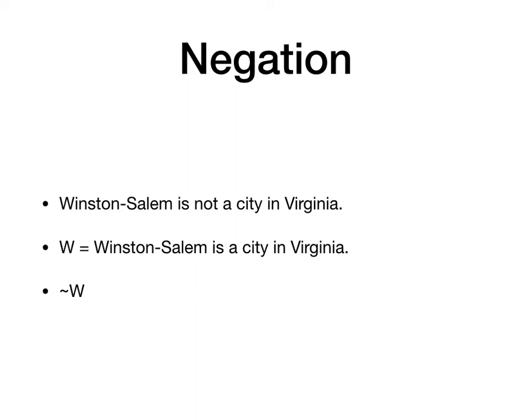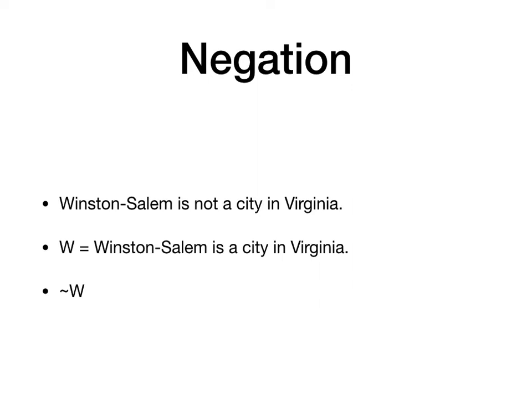Negation is just saying, when you see a not in a sentence, that's what negation represents, right? Winston-Salem is not a city in Virginia. So how do you represent this? You take this sentence, Winston-Salem is a city in Virginia, and when you say Winston-Salem is not a city in Virginia, you're just saying that this isn't true, right?